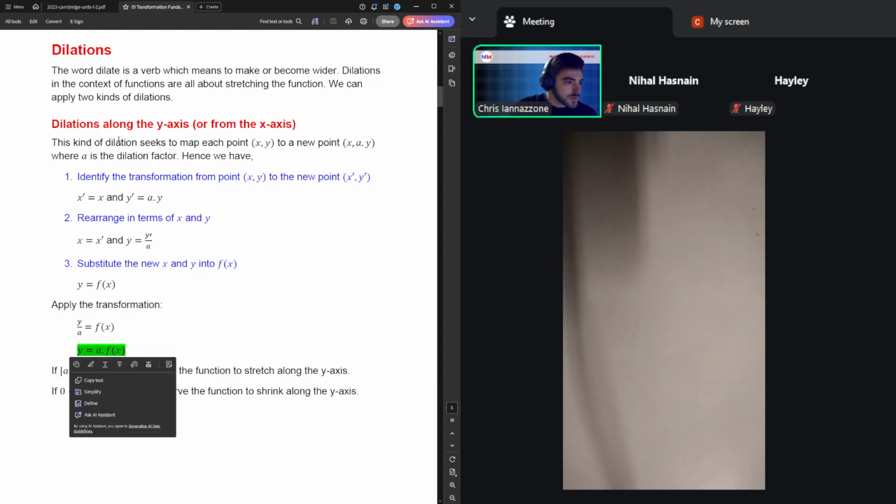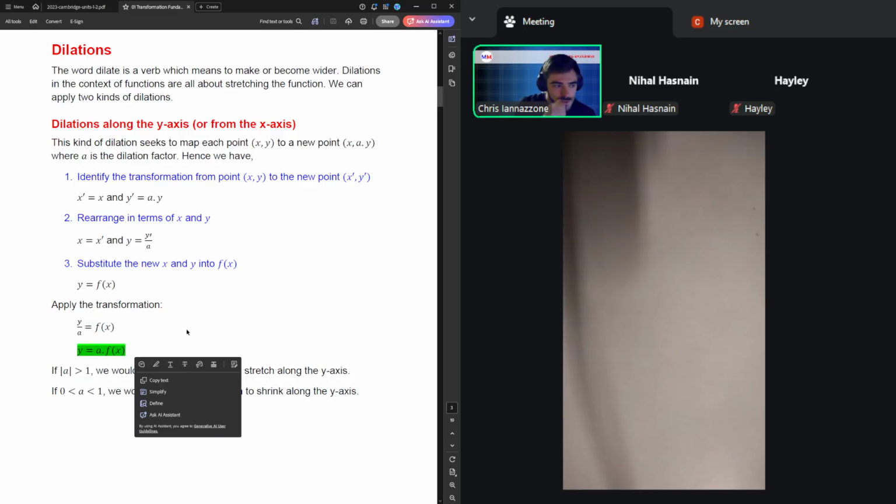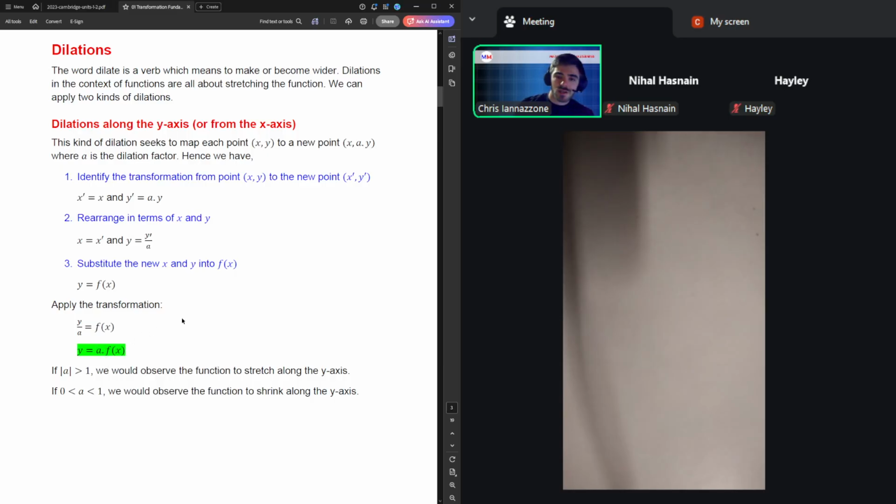So all said and done, whenever you do a dilation along the y-axis, or from the x-axis, this is the end result after going through the procedure. It is just whatever the function is, you multiply the entire function by that coefficient.